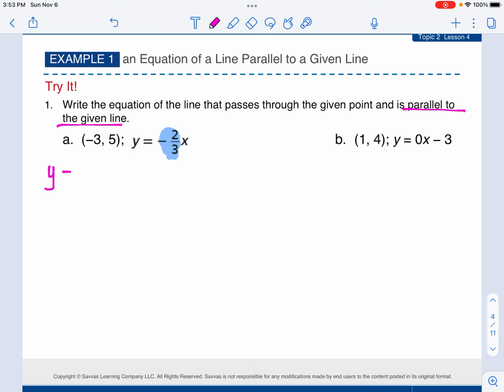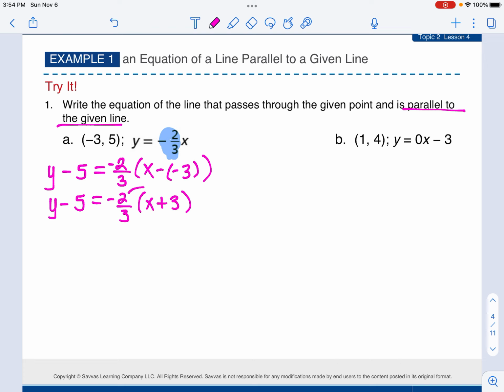So y minus our y1, which is 5, is going to equal our slope of negative 2/3, x minus negative 3. We'll simplify. y minus 5 is going to equal negative 2/3, x plus 3. We then distribute negative 2/3x, and multiply negative 2/3 times 3. We can cancel. We're left with negative 2.